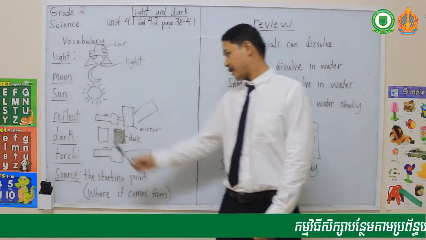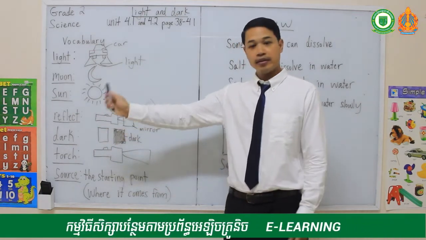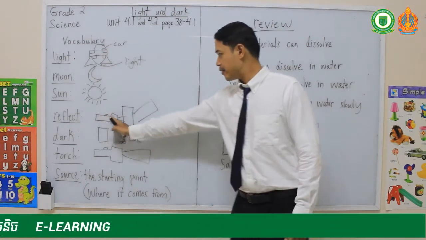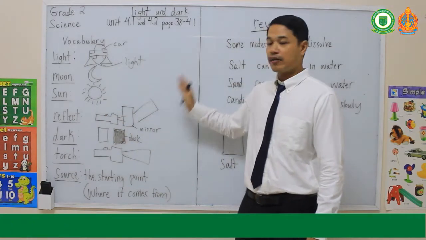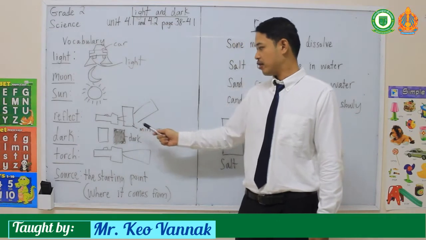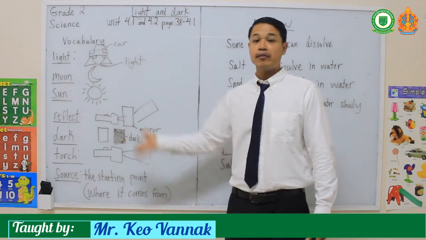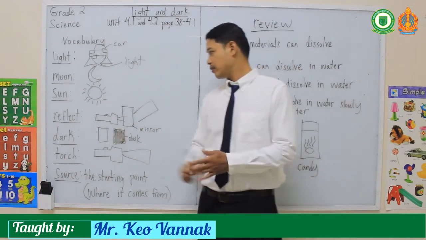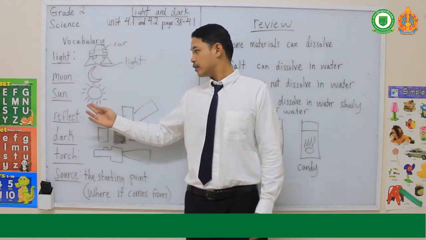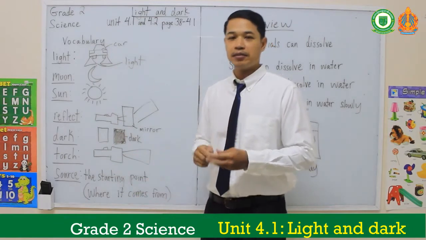Next is reflect. As you can see, the torch is pointing towards the mirror, and the light reflects, so the light bounces off. Water can also reflect light. Along with a mirror, water can reflect light too. It will bounce the light somewhere else. So let's say that word. Reflect, reflect, reflect.